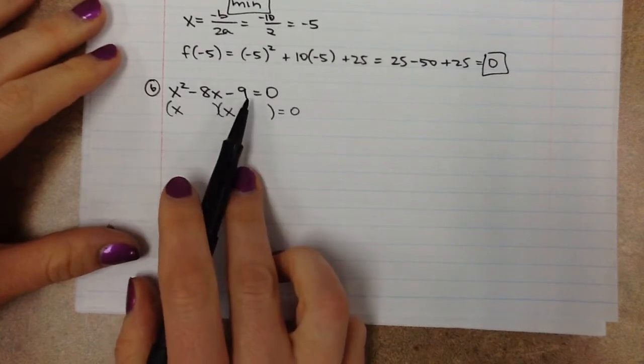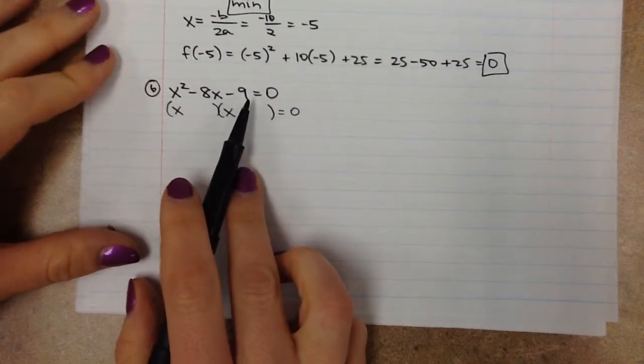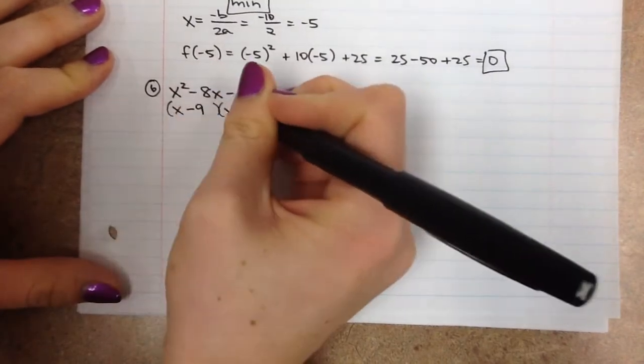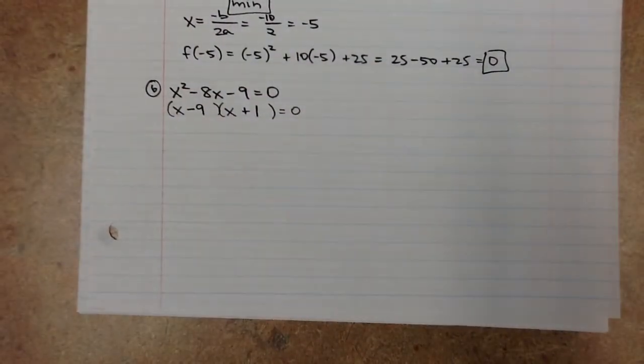You need them to multiply to a negative 9, and you need them to add to a negative 8. So the only things that multiply to 9 are either 3 and 3 or 1 and 9. So if we do a negative 9 and a positive 1, those two numbers multiply to negative 9, and they add to a negative 8.